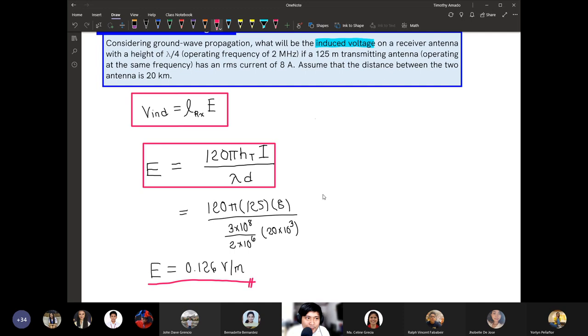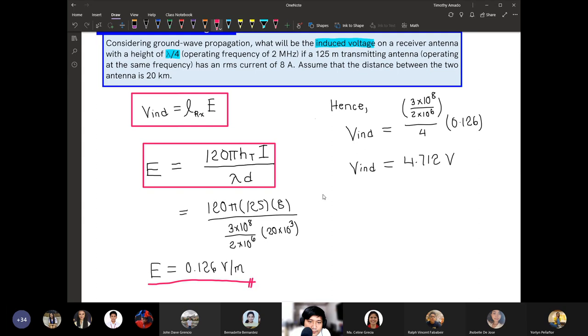So how do we get our induced voltage? The induced voltage is simply equal to the length of the receiving antenna. According to this, the length of our receiving antenna is lambda over 4. So we just need to get 3 times 10 to the 8, divided by 2 megahertz, divided by 4, multiplied by the 0.126. So what will be our induced voltage in this case? It is large, because usually what we compute there is only in millivolts. Like I said earlier, guys, the power requirement for ground wave propagation is very high. So we have 4.712 volts.